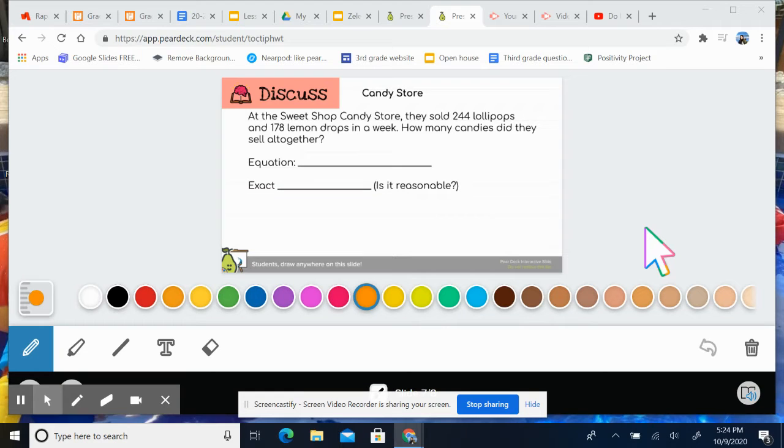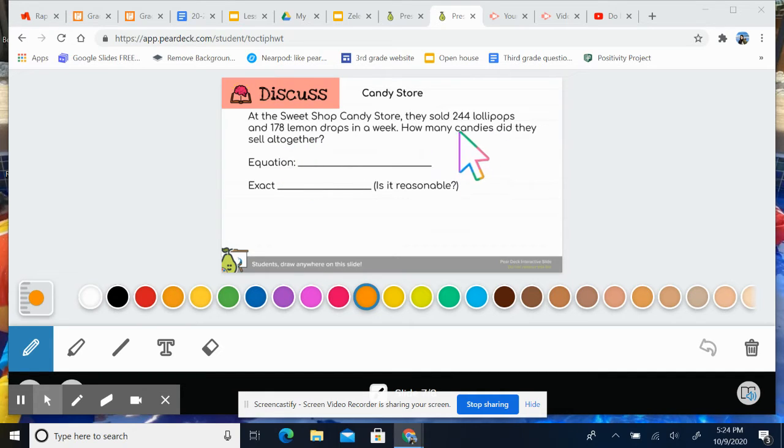Candy store. At the Sweet Shop candy store, they sold 244 lollipops and 178 lemon drops in a week. How many candies did they sell altogether? Let's understand what they are talking about in this story problem. We are talking about a candy store, and they sold 244 lollipops and a different type of candy, 178 lemon drops in 1 week. It's asking how many candies did they sell altogether.